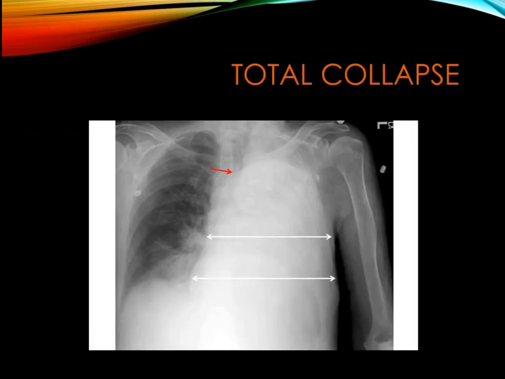In this chest X-ray, there is whitening of the left hemithorax and the trachea looks deviated towards the opacity. This is a case of total lung collapse.